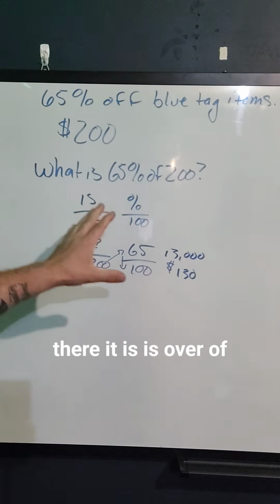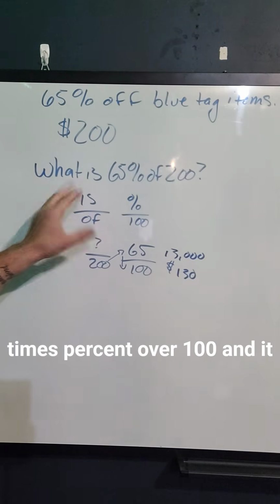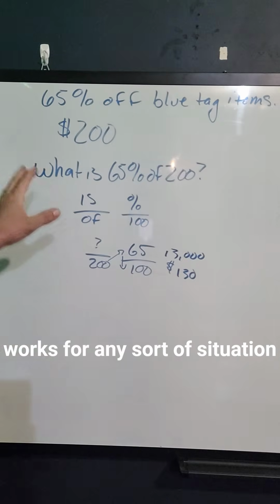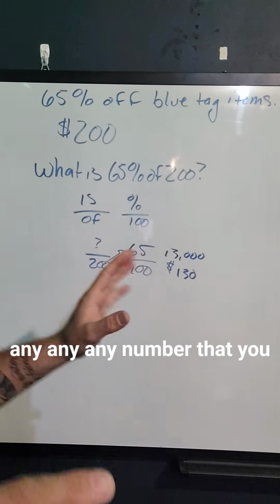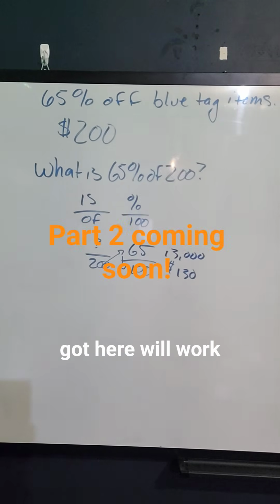But there it is: is over of, times percent over 100. And it works for any sort of situation. Any number that you got here will work.